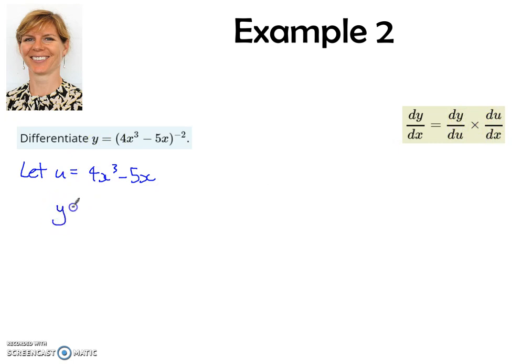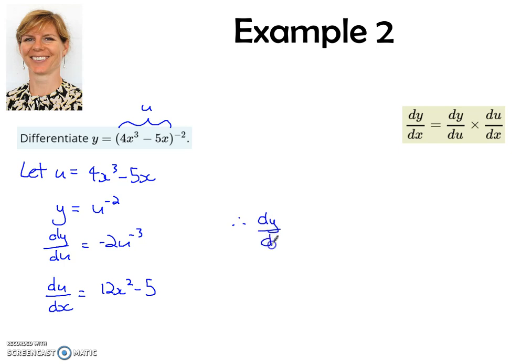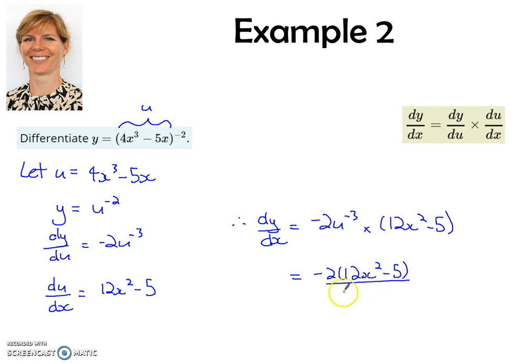Okay, so y in terms of u is going to be u to the minus 2, because we said that part there is u. Therefore, dy du is minus 2u to the minus 3. Okay, du dx, this is up here, so differentiating this with respect to x is our 12x squared minus 5. Therefore, dy by dx is minus 2u to the minus 3 times 12x squared minus 5. Okay, and that's the same, because then u substitutes back in, and that comes down the bottom, so minus 2 times 12x squared minus 5 over 4x cubed minus 5x to the power of 3.